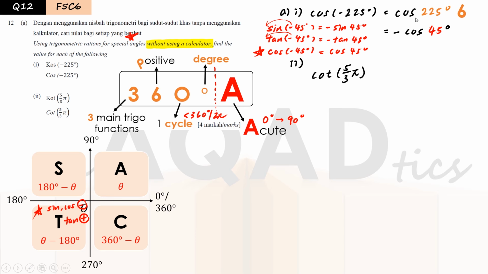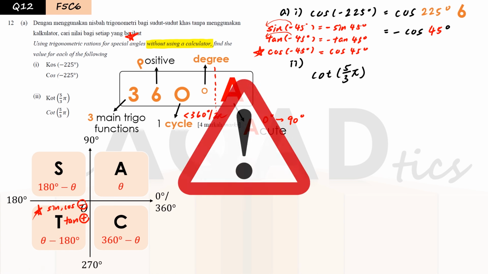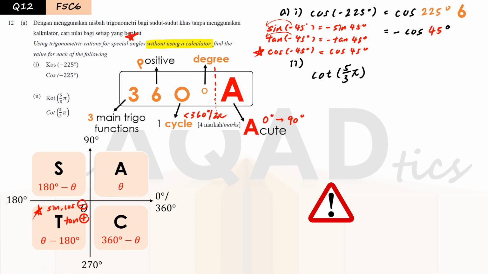So now we have cos 45 already. How do we change it to its value? Because here it says without using a calculator. Let me share this method with you. This method is in the textbook, page 199, for both the English and the Malay version. It's called the hand method, and it literally uses the hand. This method works this way.